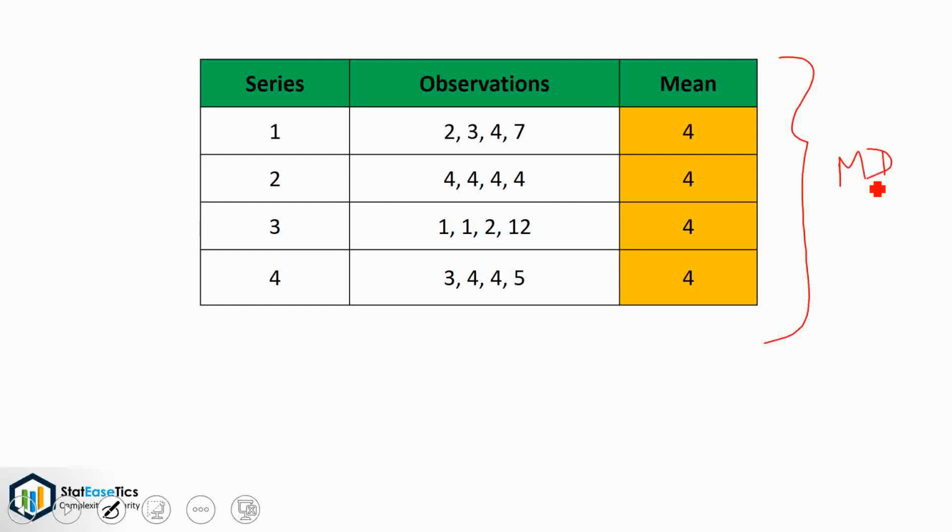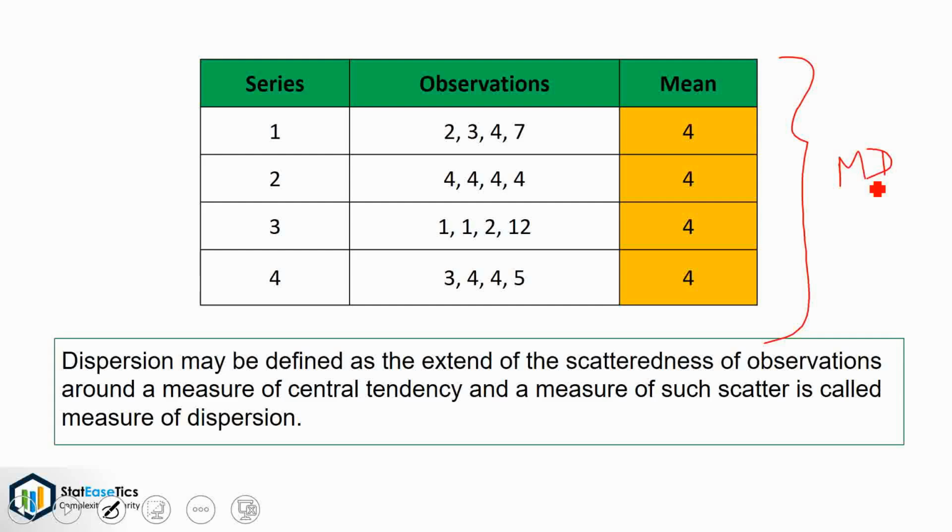What do you mean by dispersion? Dispersion can be defined as the extent of scatteredness of observations around a measure of central tendency, and a measure of such scatter is called measure of dispersion. Let's see it with the help of an example.